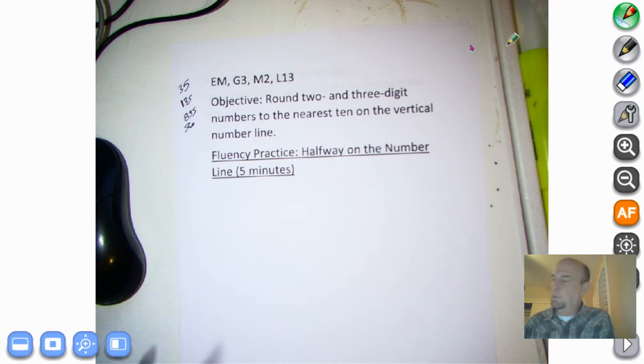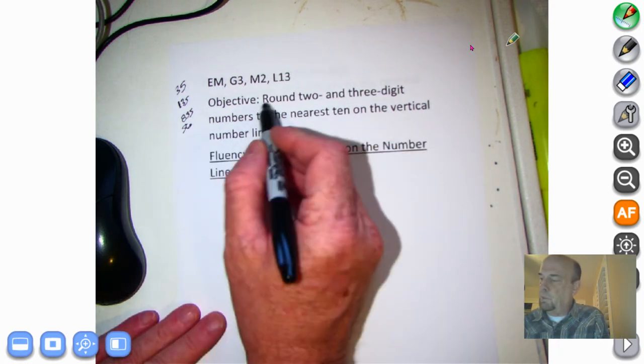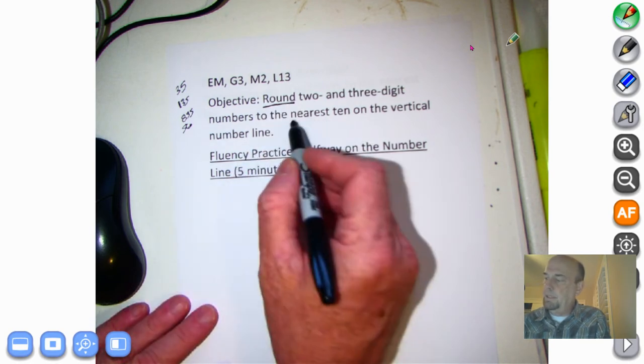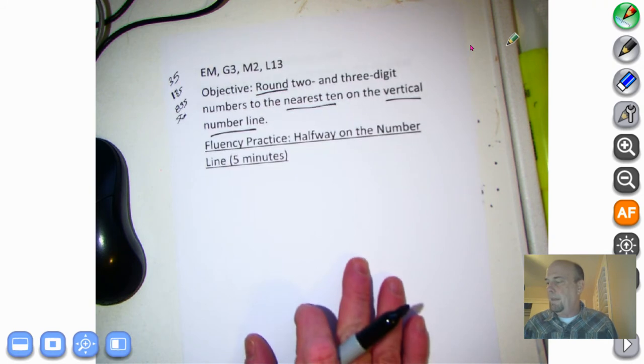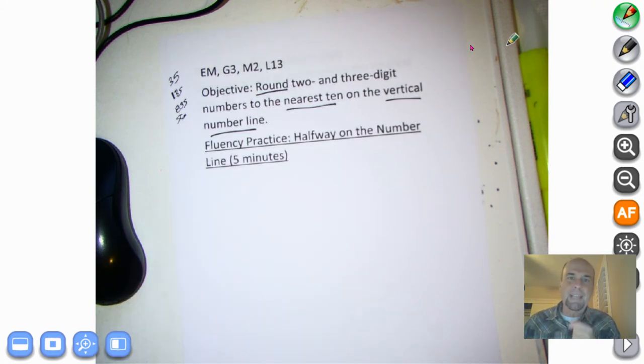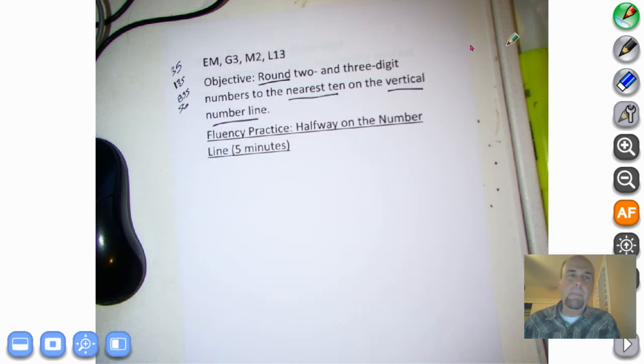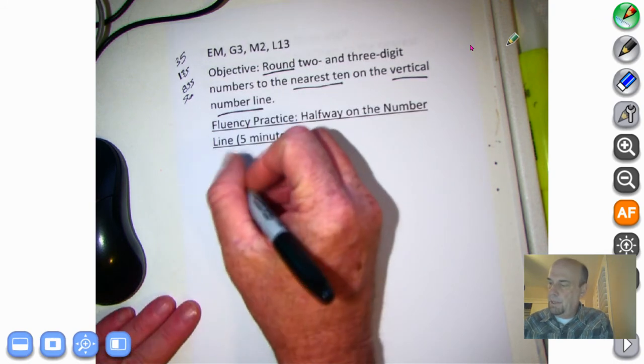So our objective is to round 2 and 3 digit numbers. We're rounding to the nearest 10 on the vertical number line. Remember the vertical number line? We've been doing that. So our first step is fluency practice, halfway on the number line. So let's go ahead and start it with a vertical number line.